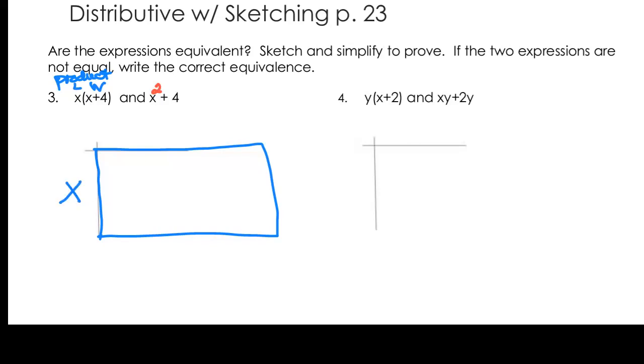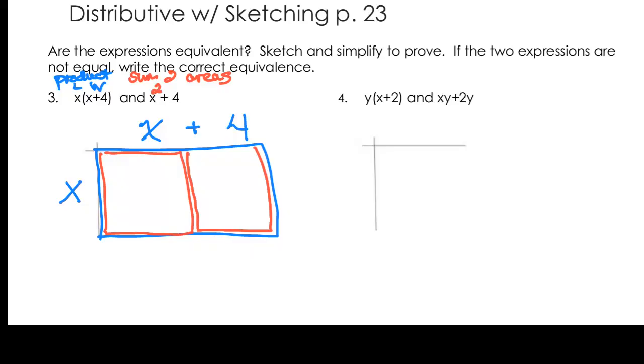X. So I'm going to put that on the left. My width up on top is x plus 4. And then I am going to have a sum of two areas, like so, and like this. Sum of two areas. And so the area of the first rectangle is x squared, and the area of the second one is 4x.